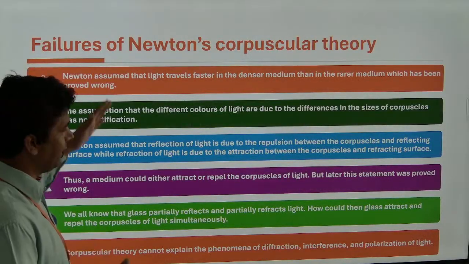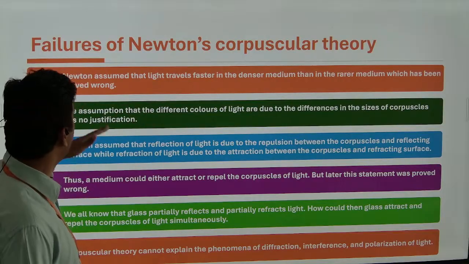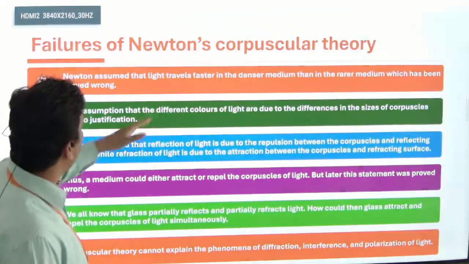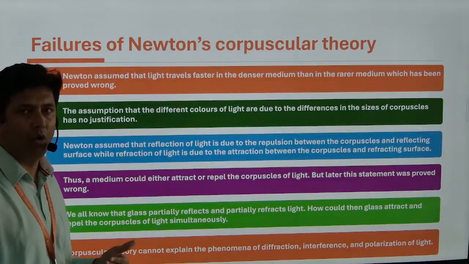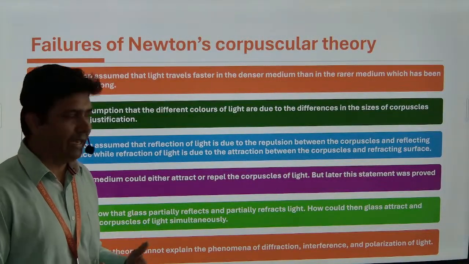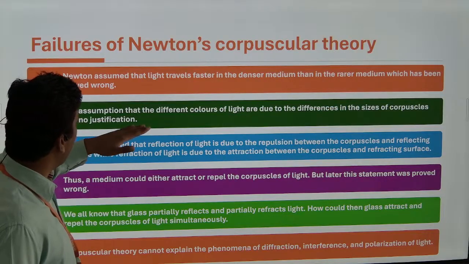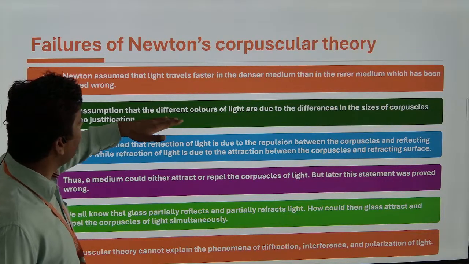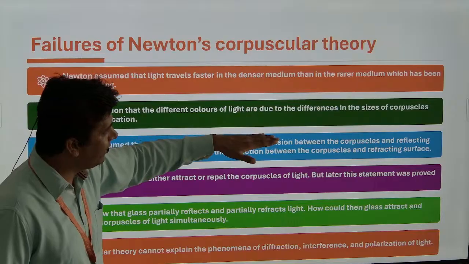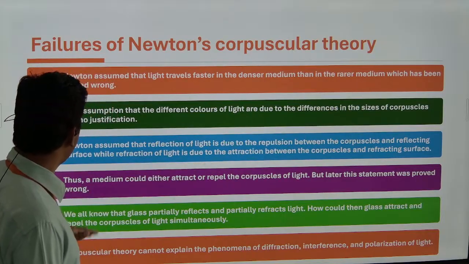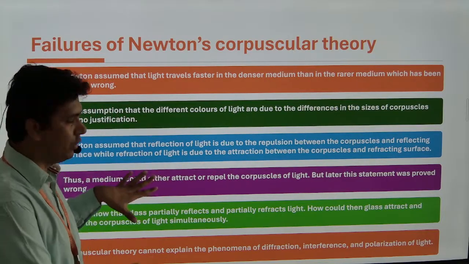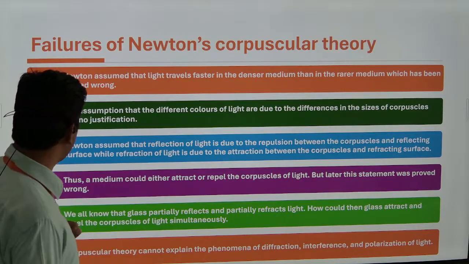Now, this is what I was talking about. Newton assumed that light travels faster in the denser medium than in the rarer medium, which has been proved to be wrong, because we know the speed of light in a rarer medium is more than that of a denser medium. The assumption that the different colors of light are due to differences in the sizes of the corpuscles has no justification. This is also one of the failures of Newton's corpuscular theory.